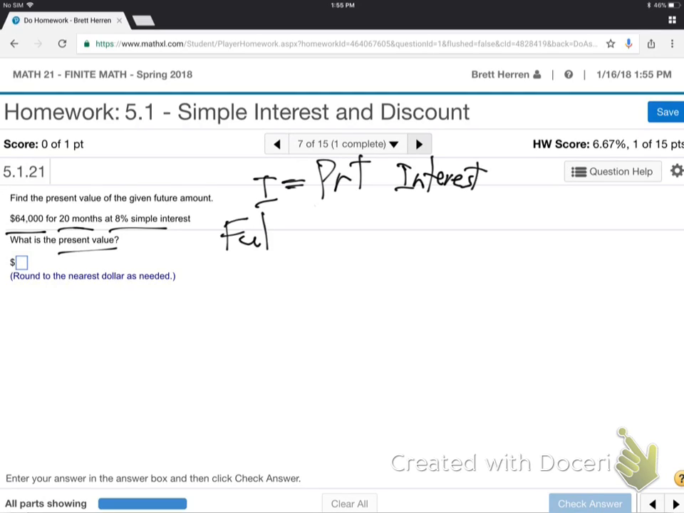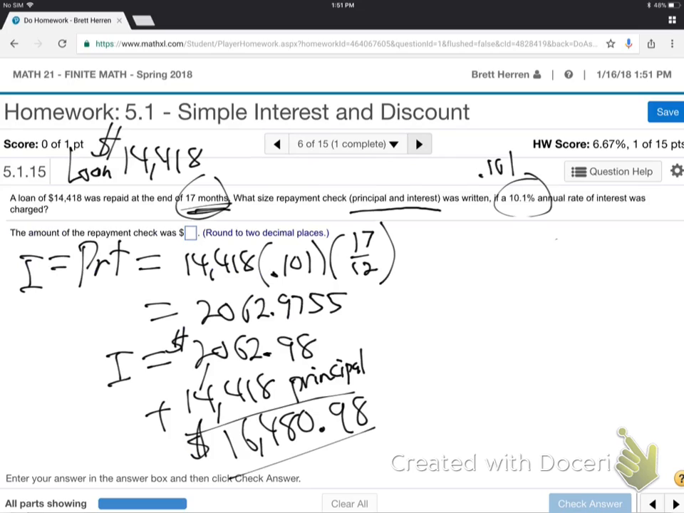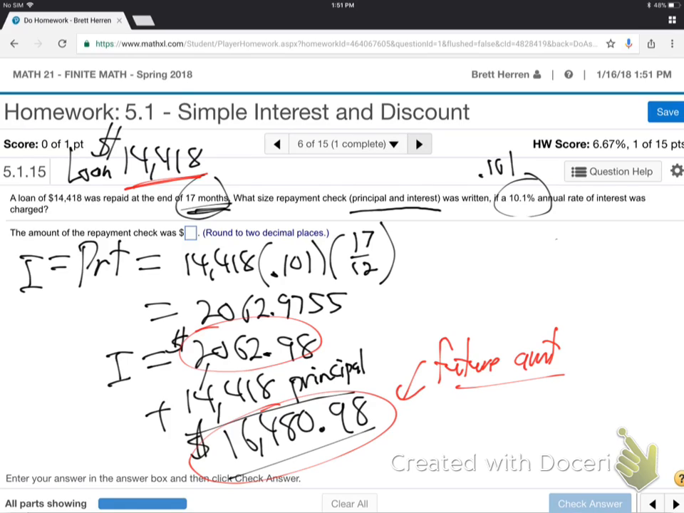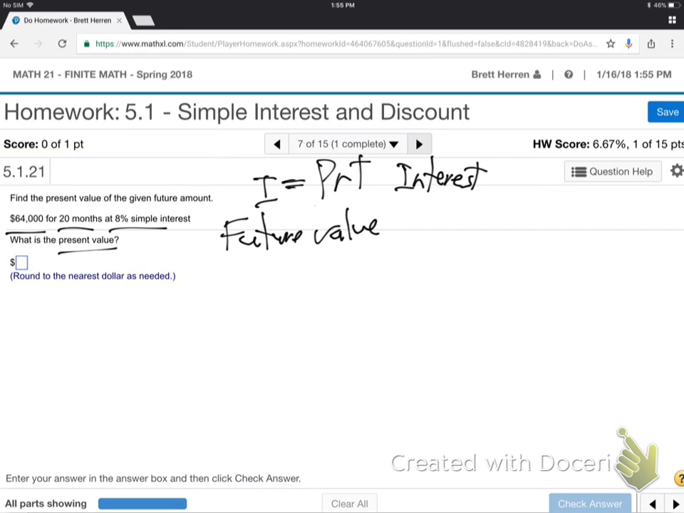If you want to know future value, like the amount, let's look back at the last problem. I think it'll be very helpful. Last problem, we borrowed 14,418. We figured the interest, 2,000 something, and we added them together to get what we would call the future amount that we would have to repay, 16,000 whatever. Is that good? So to get the future amount you're going to have to repay, you've got to add interest and principal, don't you? So let's do that here.